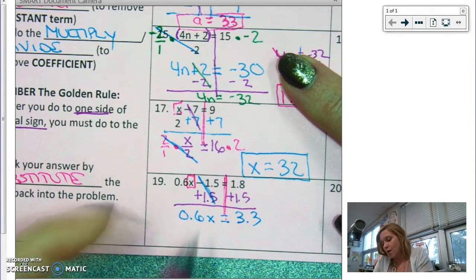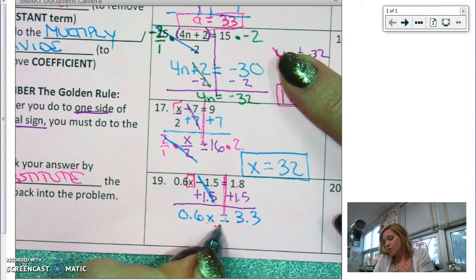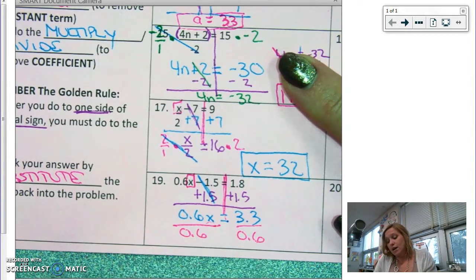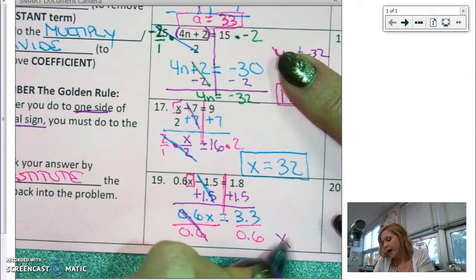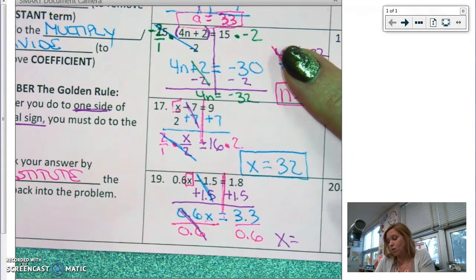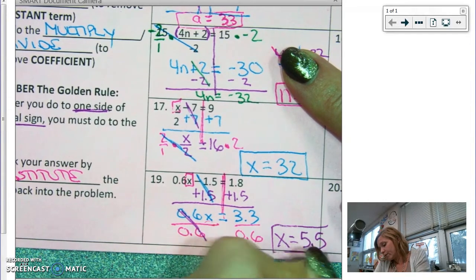Our last step would be to, if this is multiplying by 0.6, we want to now divide by 0.6 on both sides. And like I said, feel free to use a calculator. These cancel out and leave you with x. In your calculator, put 3.3 divided by 0.6, or if you can do it in your head, awesome. And your answer is 5.5.